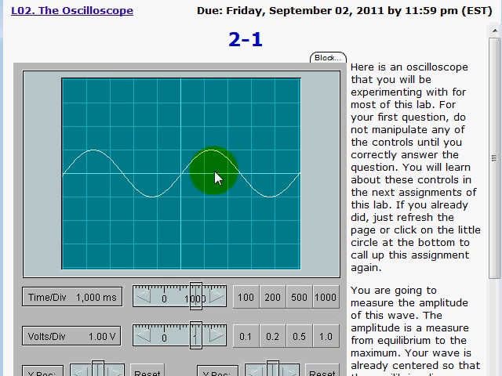Notice that the peak to peak voltage is simply double the regular amplitude. So peak to peak amplitude is simply double the amplitude. How do you obtain the frequency of a wave from an oscilloscope measurement?